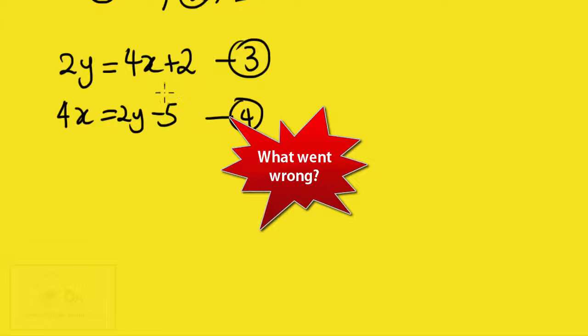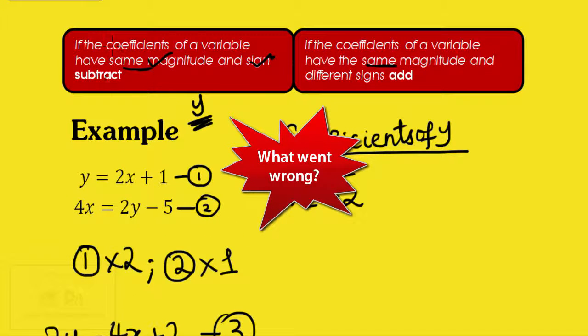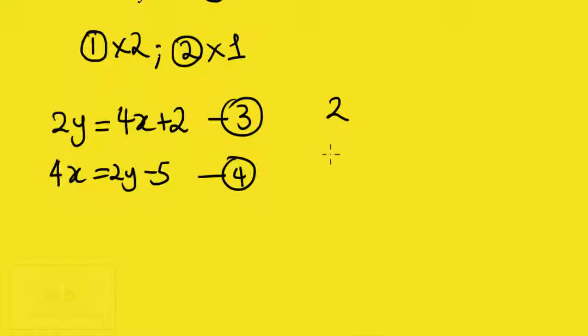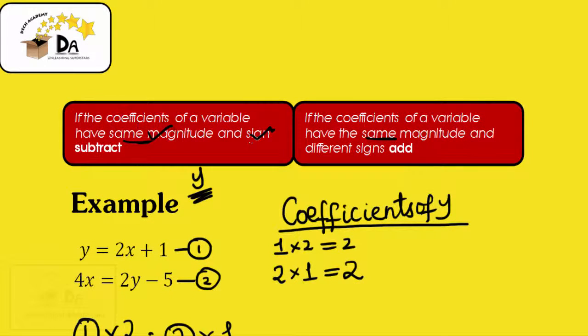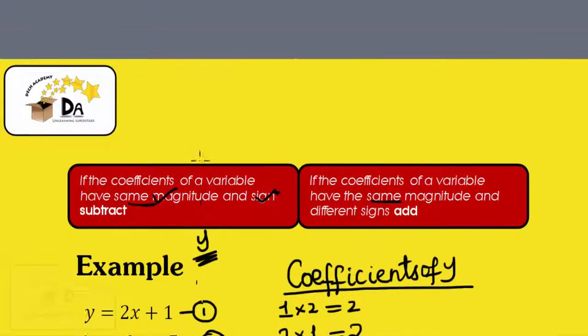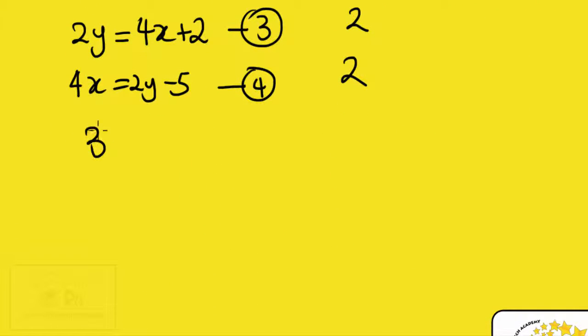Now I'm going to tell you that even though we seem to meet all the requirements of this rule, check out the coefficient of y. It's 2 here and it's 2 here. They have the same magnitude and the same sign, and the rule says we should subtract one equation from the other. But if we follow that rule blindly, we're going to be wrong. We're not going to be able to eliminate y, and you'll see shortly why. But let's just follow me.